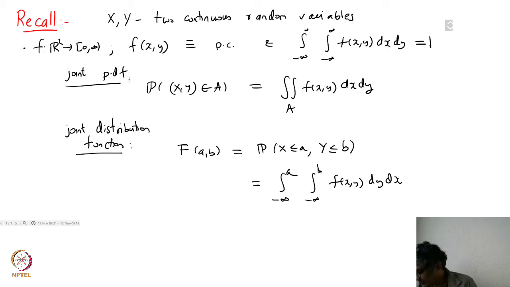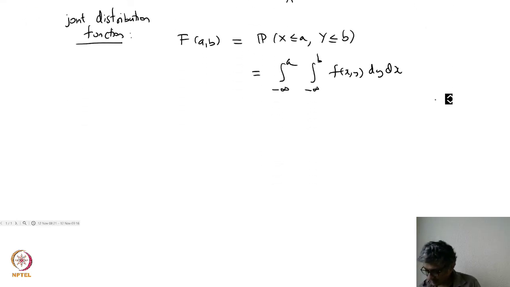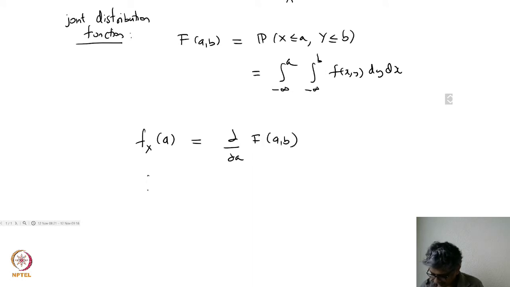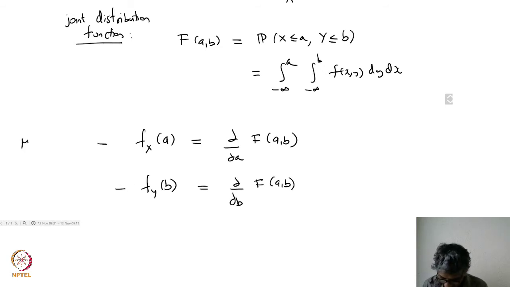And we also saw in one example that if I differentiate, if I want to find the density of X, f sub X at a, that was the same as differentiating F as a function. And similarly, f sub Y at b was the partial derivative with respect to b of F. These are called the marginal densities. I'll explain this today.